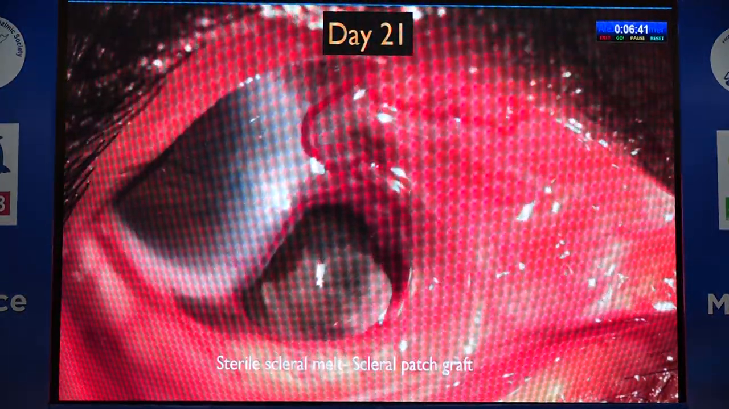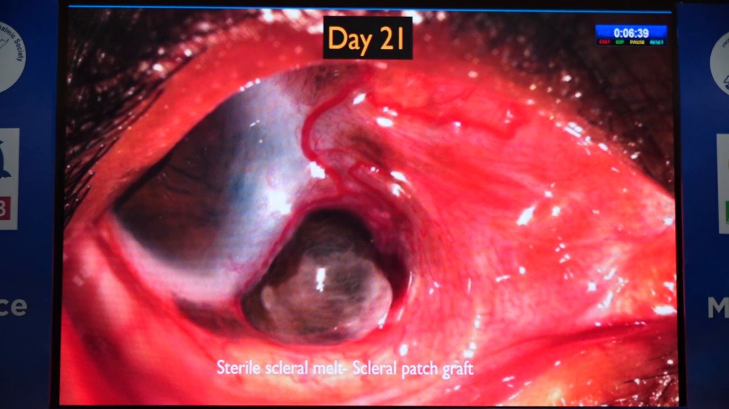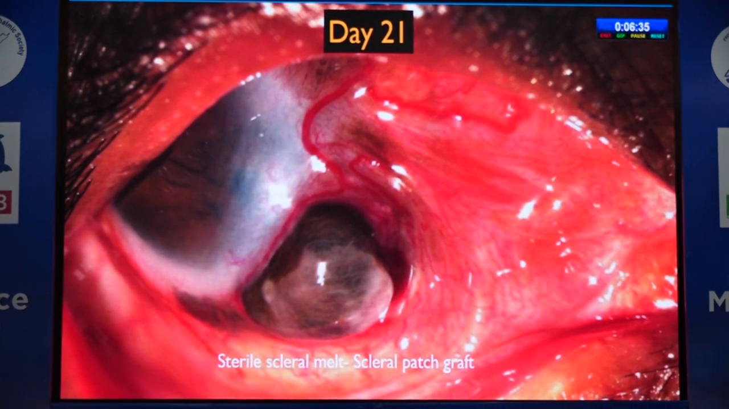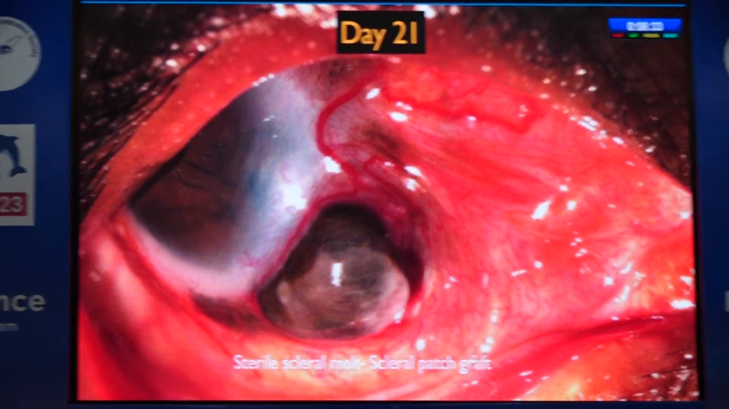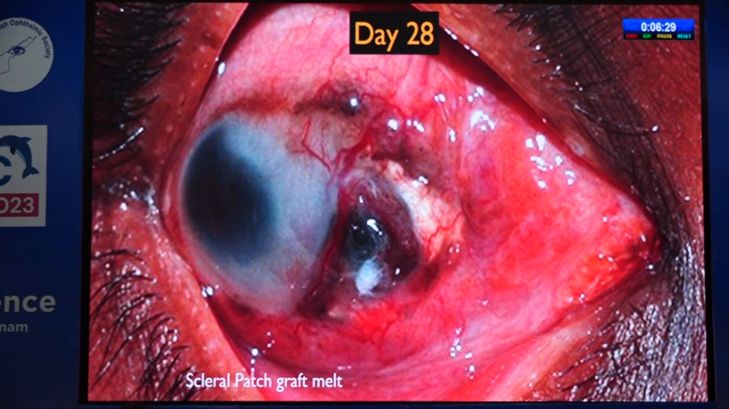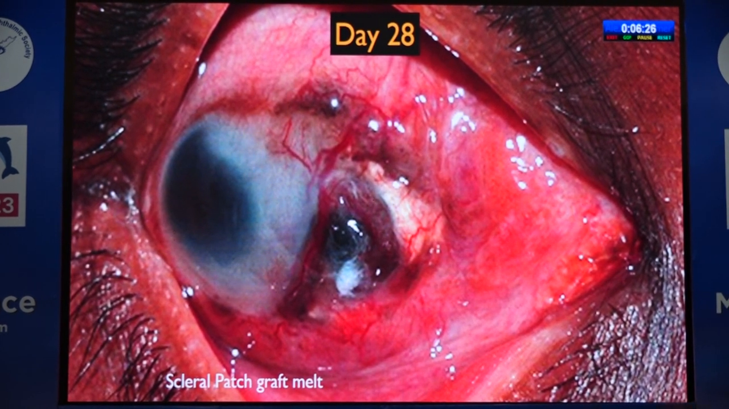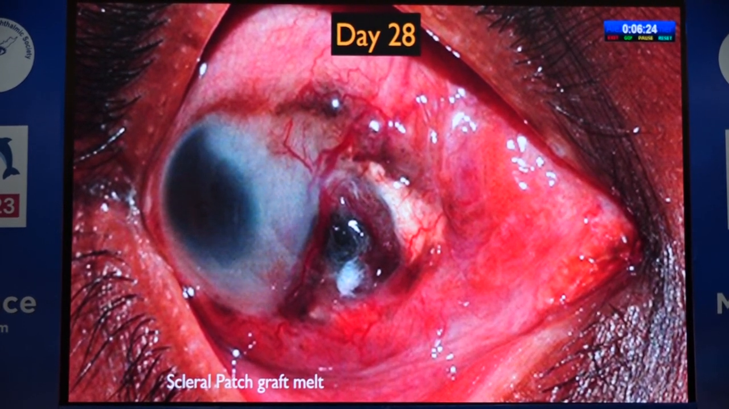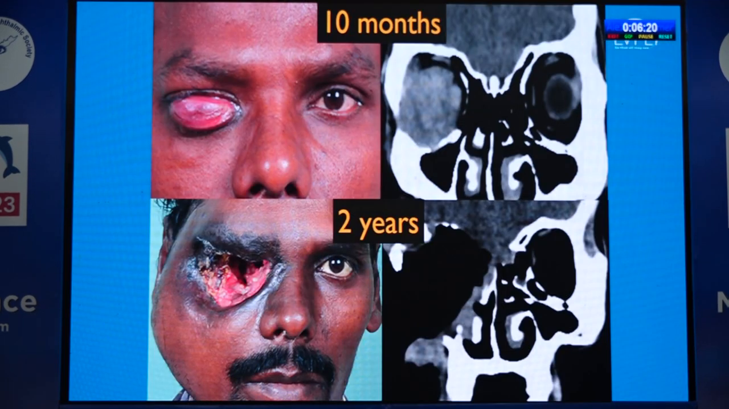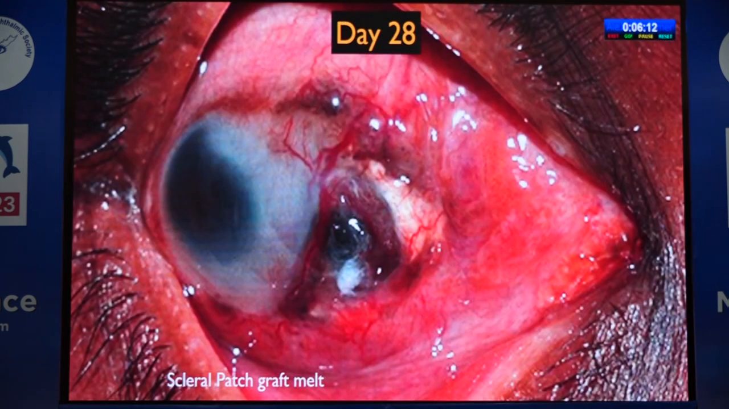The patient again presented to his ophthalmologist at day 21, and what do we see here? We see a sterile scleral melt for which his ophthalmologist did a scleral patch graft. Day 28, the scleral patch graft melted, and it was at this point of time the patient was referred to our ocular oncology clinic. This is the same patient at 10 months and 2 years. The patient was in complete denial, and he refused the enucleation at this stage.